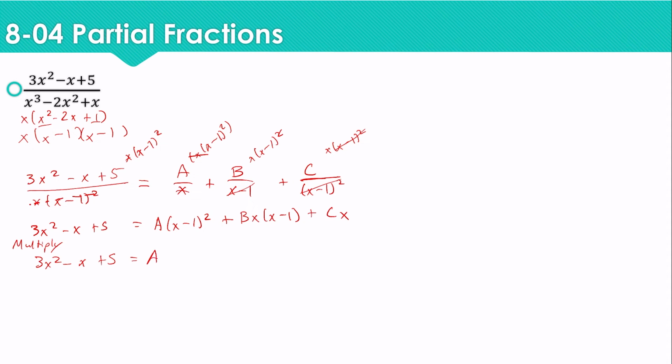So it'll be a times x minus 1 squared. We already had that up here. So that is a times x squared minus 2ax plus a. And then for the b's, it's bx times x minus bx.